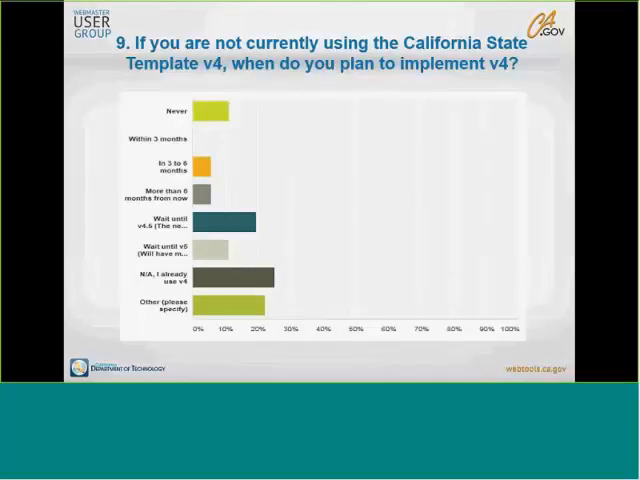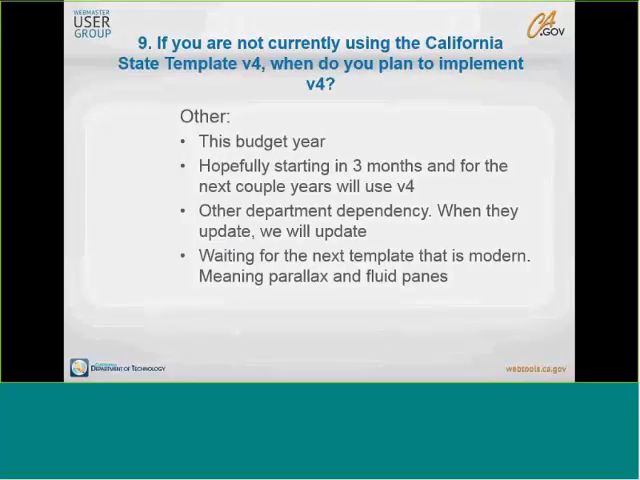This is another interesting question. If you're not currently using the California State template version 4, when do you plan to implement version 4? Okay, so some are never going to implement that. Some in 3 to 6 months. Wait until 4.5. Wait until 5. And so that's just an interesting spread there. Some custom responses like this budget year, and then very soon. And then some departments, I guess, are dependent on their agency. So whenever the agency is going to adopt a new template, that's when they're going to do that.